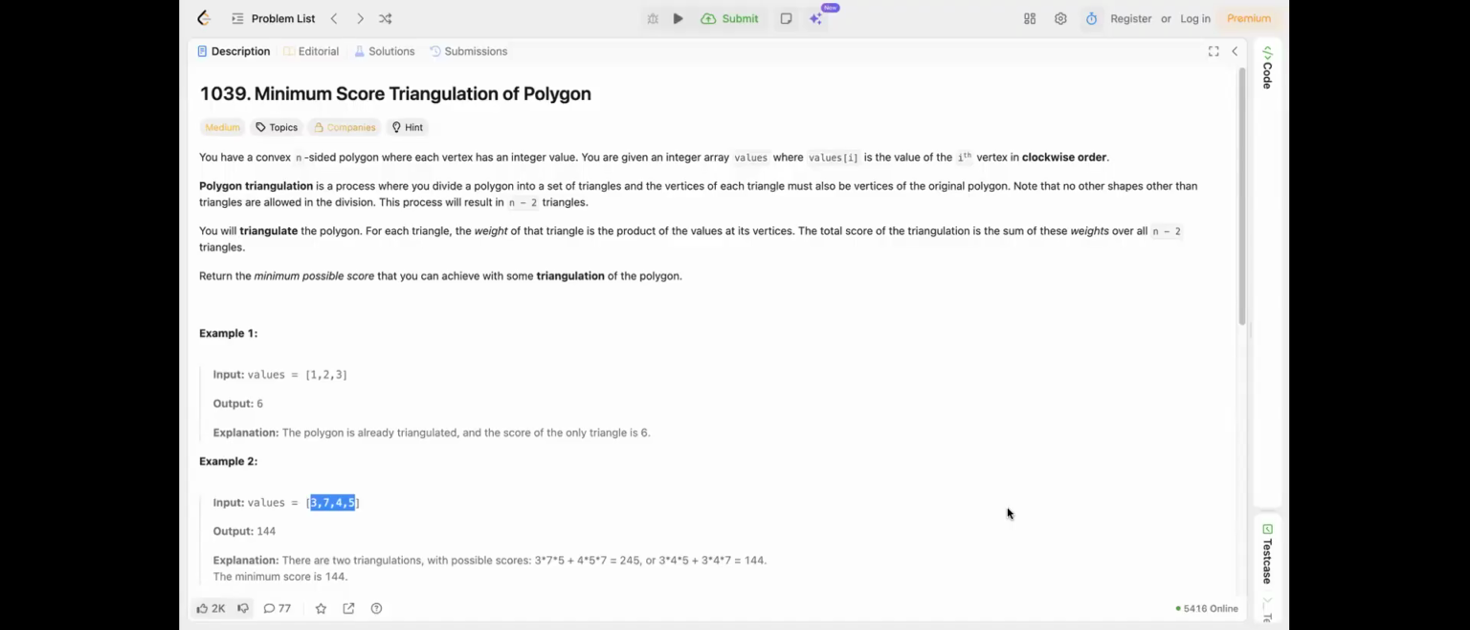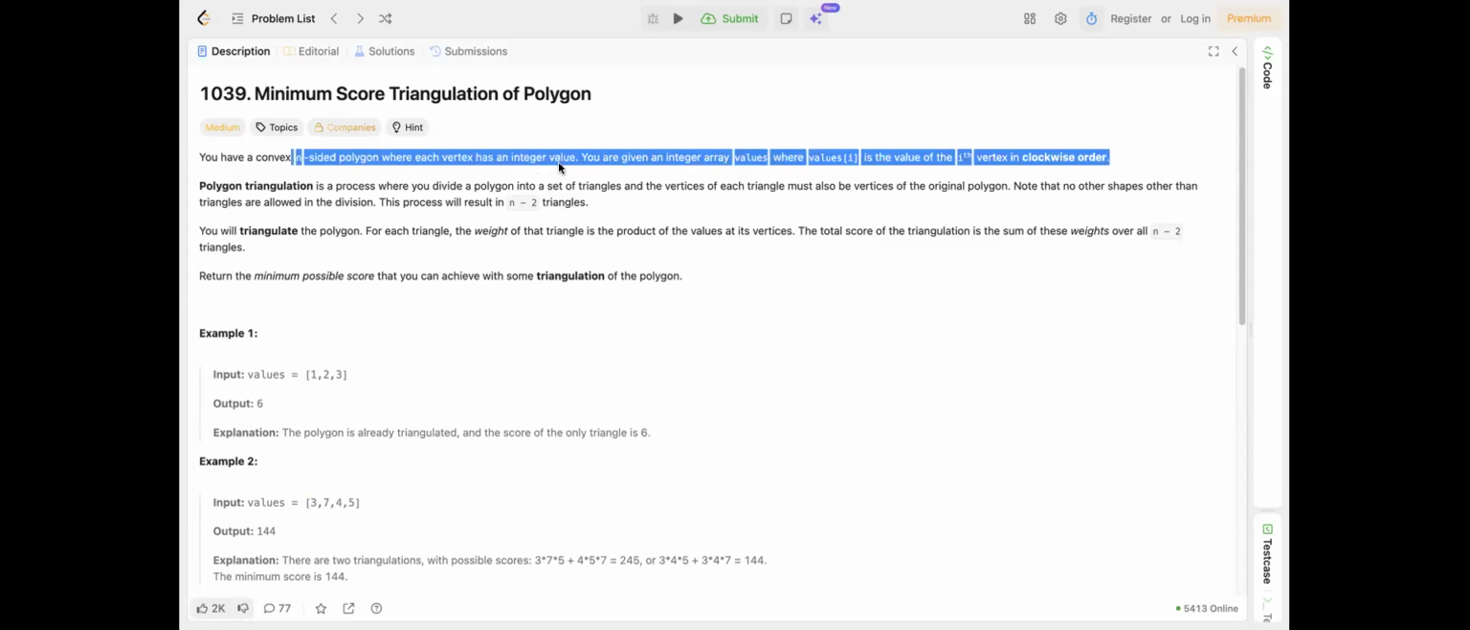Hello everyone. So today we are going to discuss problem 1039 of Leetcode. Let's just start. We are given a convex n-sided polygon where each vertex has an integer value. You're given an integer array values and values[i] is the value of the ith vertex in clockwise order.